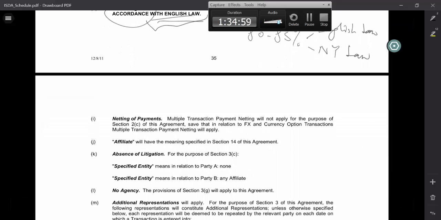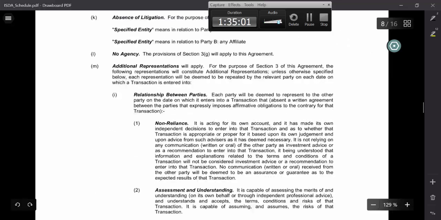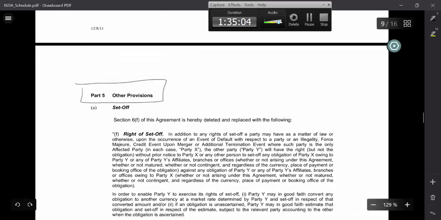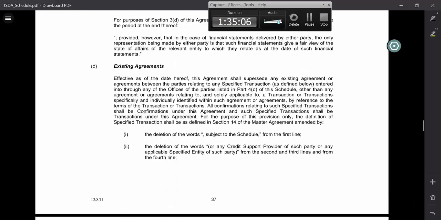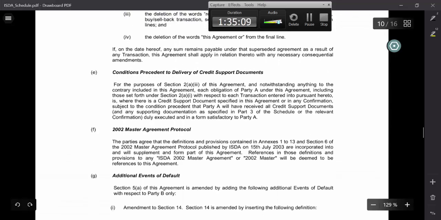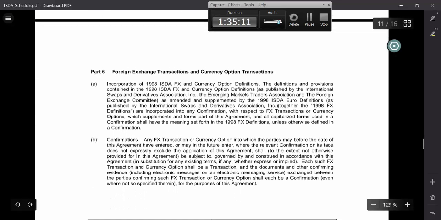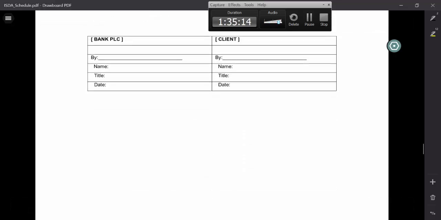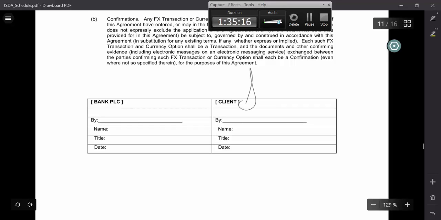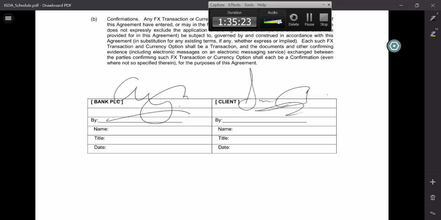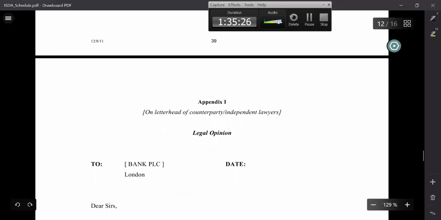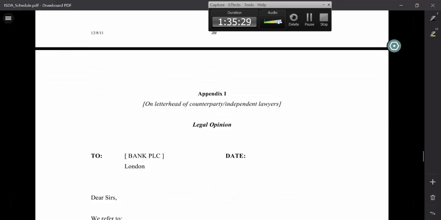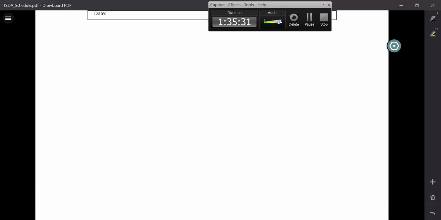And netting. The other things are not really important. Okay, so I think you are now. Oh, and then you sign here, and the other guy signs there. Okay, that's about it. And I now consider all of you guys the experts.